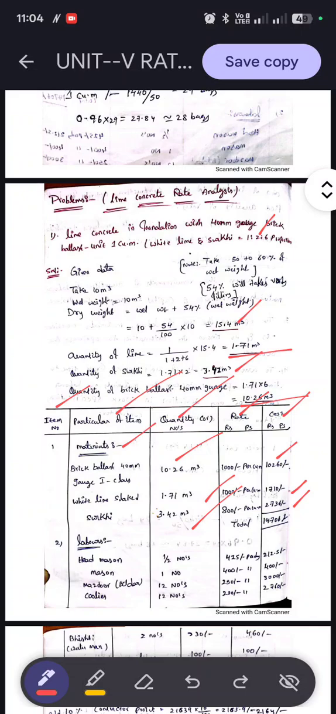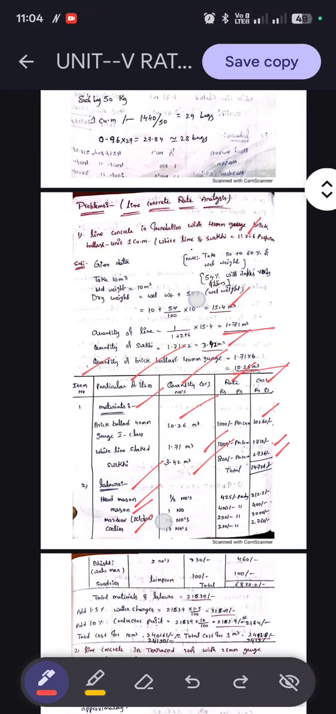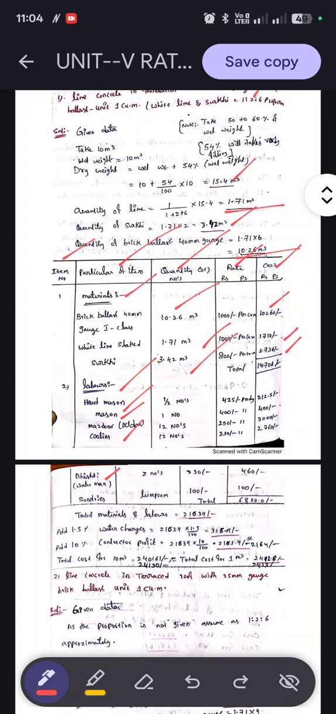So the total material cost is 10,260 plus 1710 plus 2736. Now the total material cost is 14,706 rupees. Okay, next, the second item of work, labor. There are different types of labor: head mason, mason, mazdoor, coolie, bhisti or waterman, and sundries. The head mason works at the site half a day only, so that's why it is mentioned as half a number.